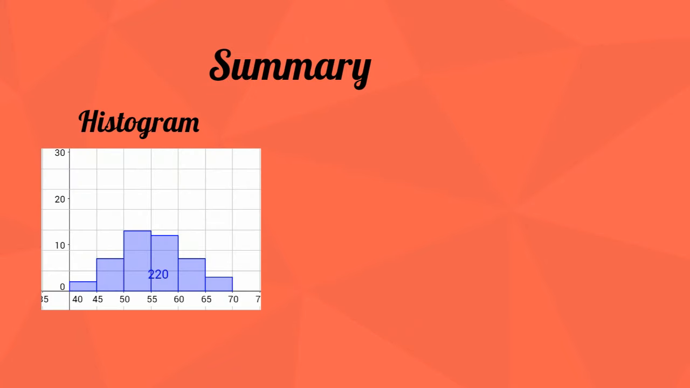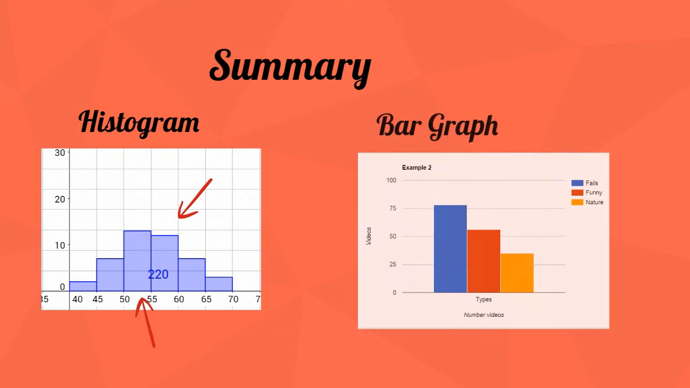In summary, histograms have bars that touch and use quantities. Bar graphs have bars that don't touch and use categorical data.